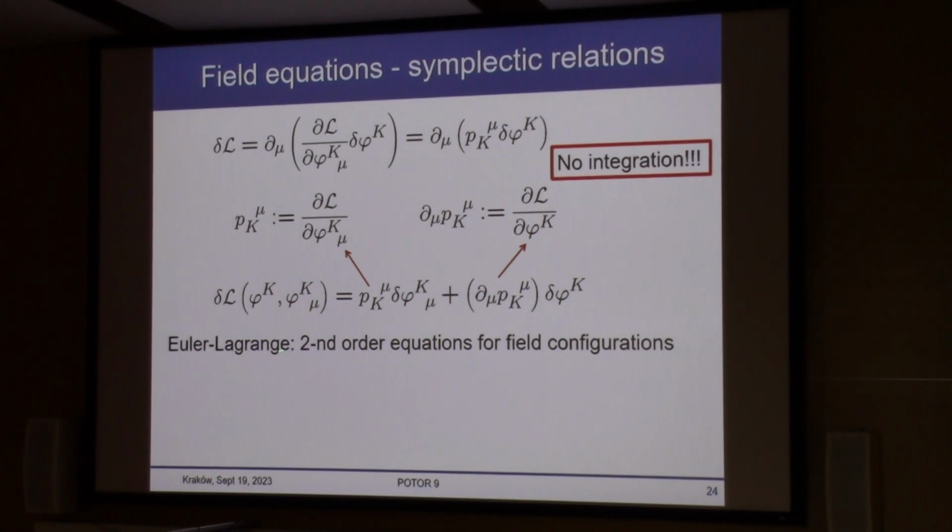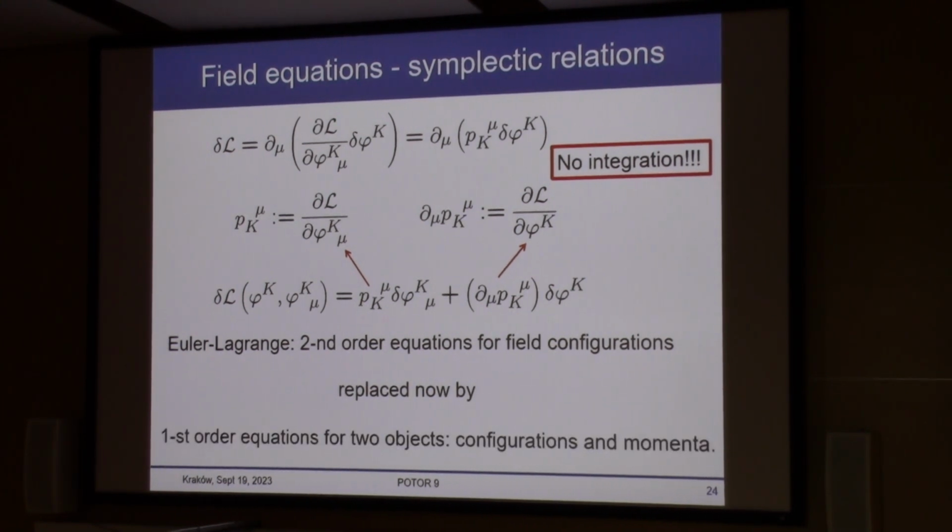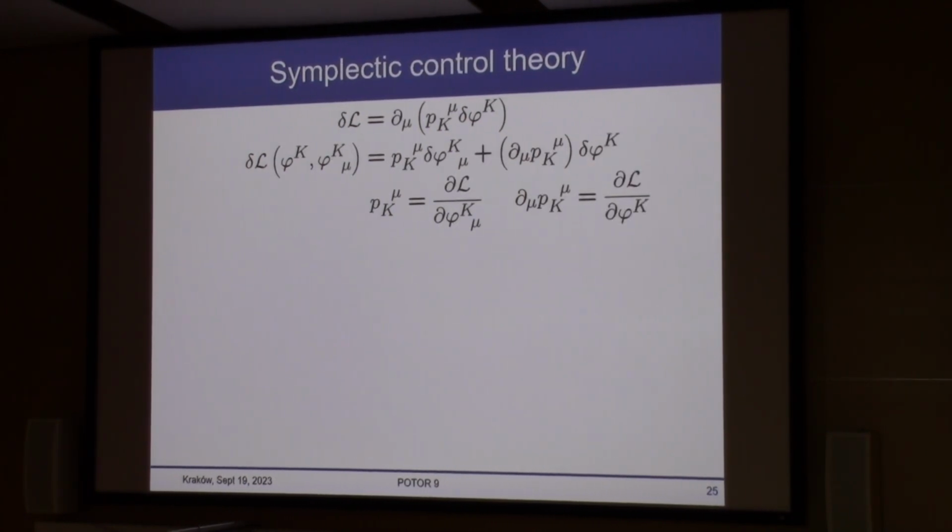So we see that Euler-Lagrange equations, which are second-order equations for field configurations, are now replaced by first-order equations, but for two different objects, configurations and momenta. And it is, I believe, very important because in physics, momenta are not auxiliary objects. They are very important. Moreover, very often we do not know which part of the field is positions and which are momenta. We may exchange, and it is an important possibility. And this way, we have defined field theory in terms of a symplectic control theory.